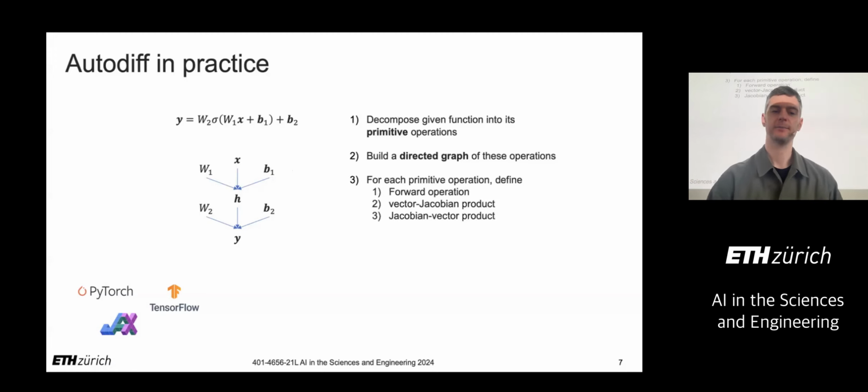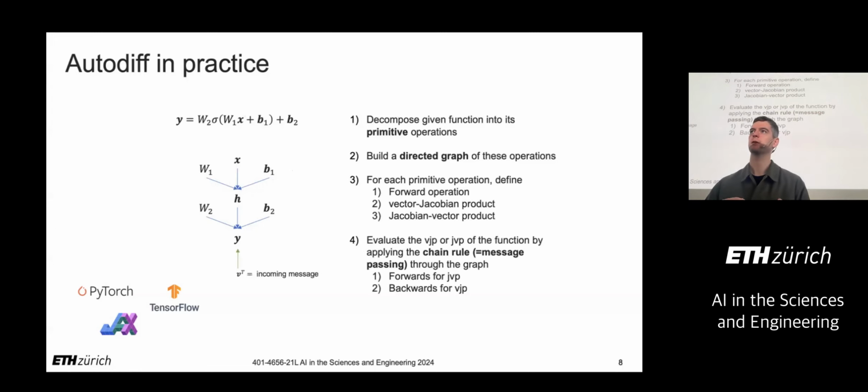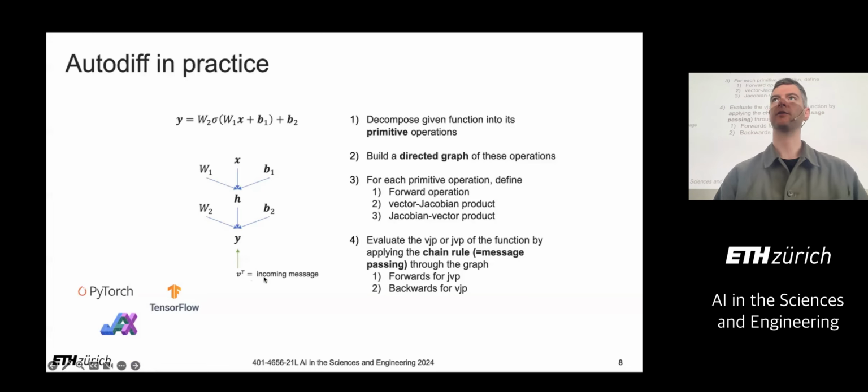And then, like I said, these packages for each of these primitive operations that we're applying define the efficient versions of the vector Jacobian and Jacobian vector product of those primitive operations. Depending on whether you're computing the vector Jacobian products, so doing reverse mode autodiff, or the Jacobian vector products, when you're doing forward mode autodiff, either way you do message passing through this graph to iteratively compute this vector Jacobian product of the entire function.